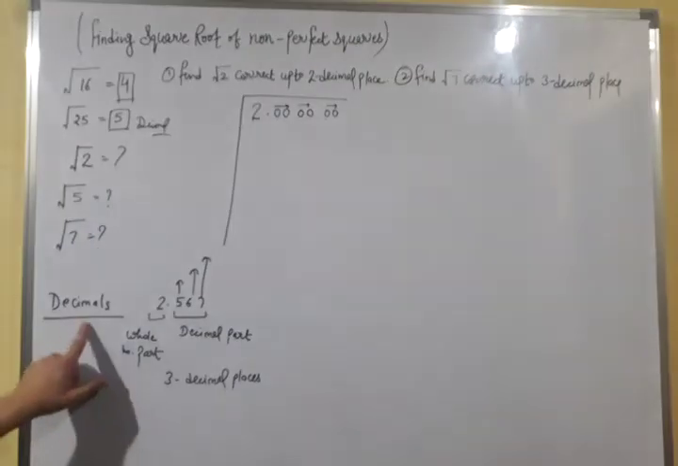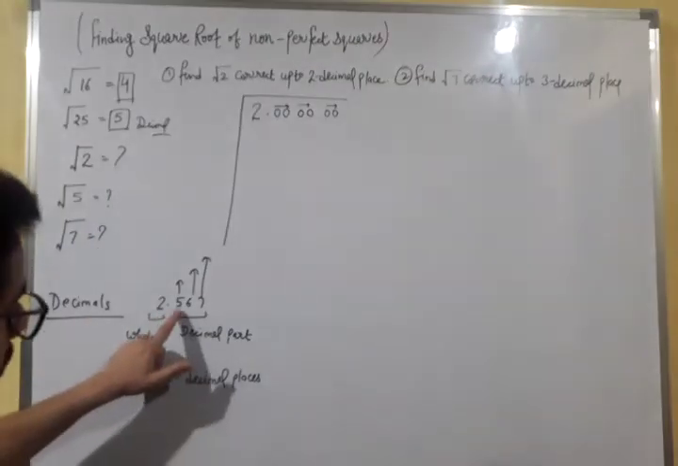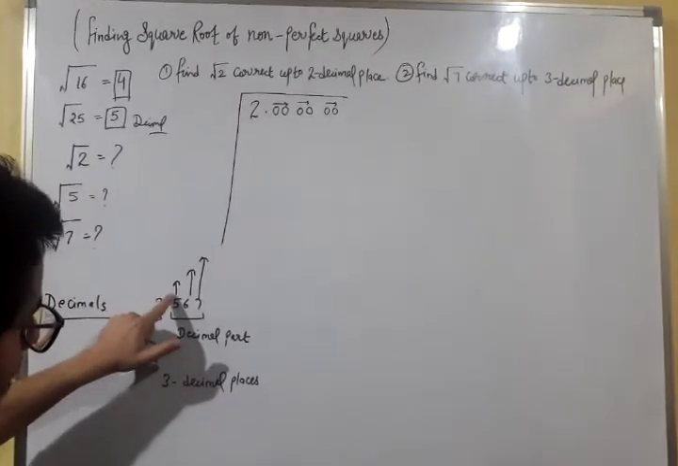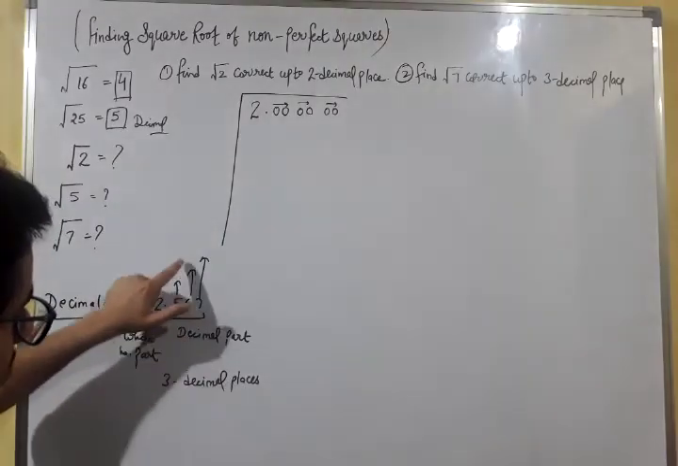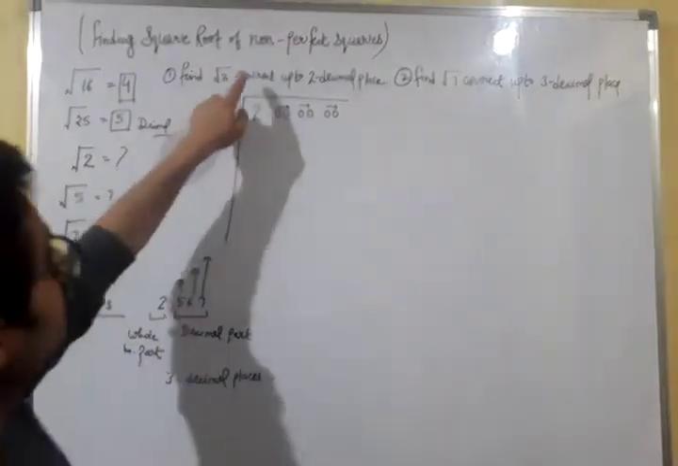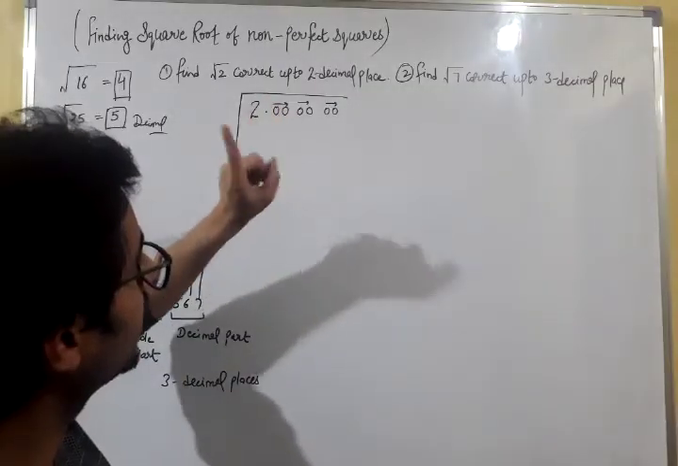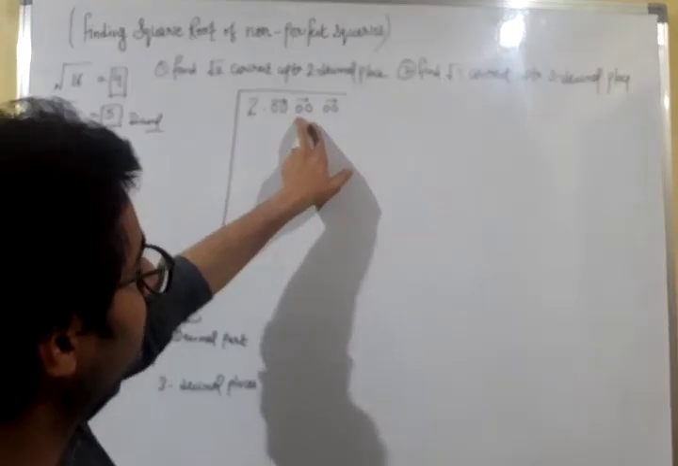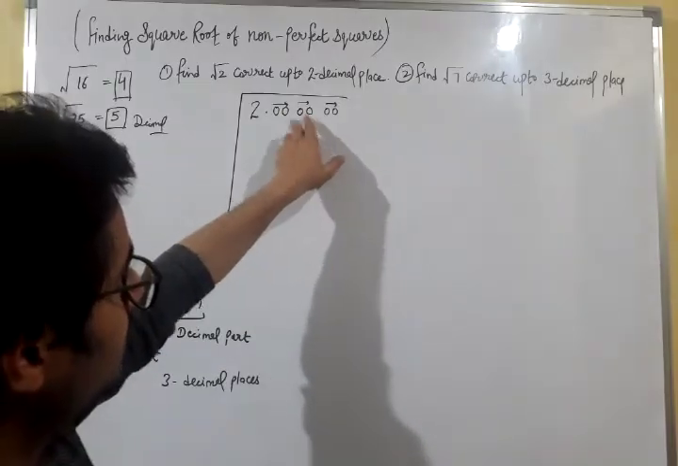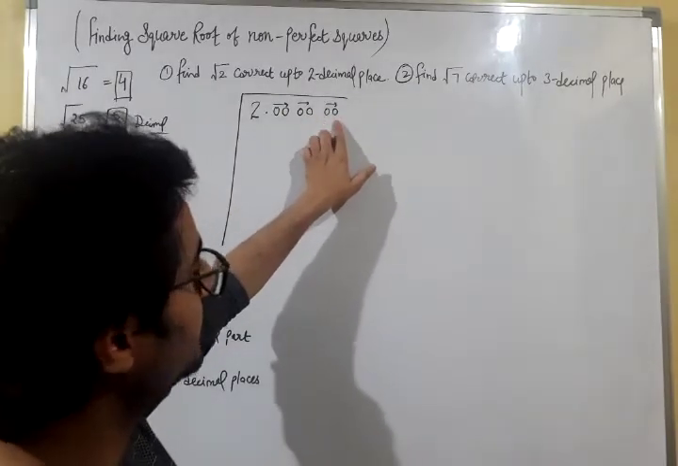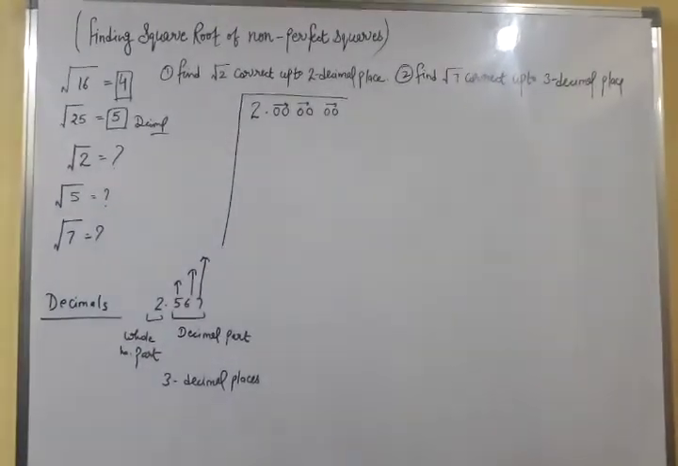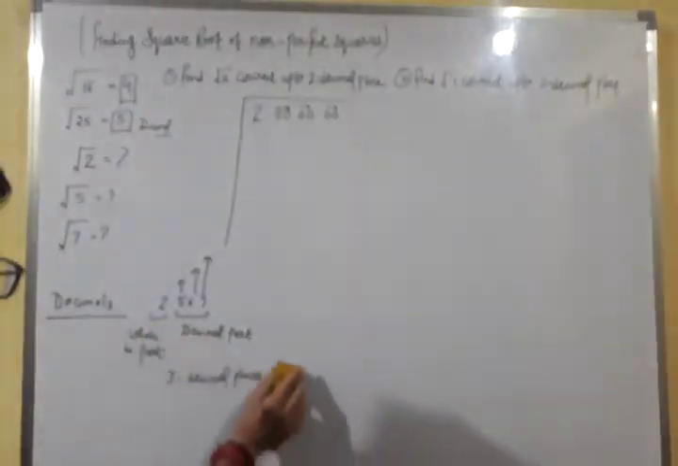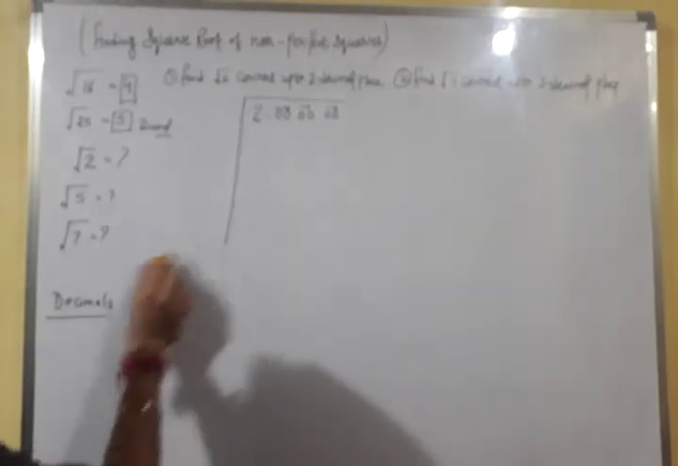So in general decimals, after the decimal point, the first digit is your first decimal place and the second digit is your second decimal place. But in this process, two digits will make one decimal place. The next two digits will make your second decimal place, and the next two digits will make your third decimal place. Therefore, we have to do such work.